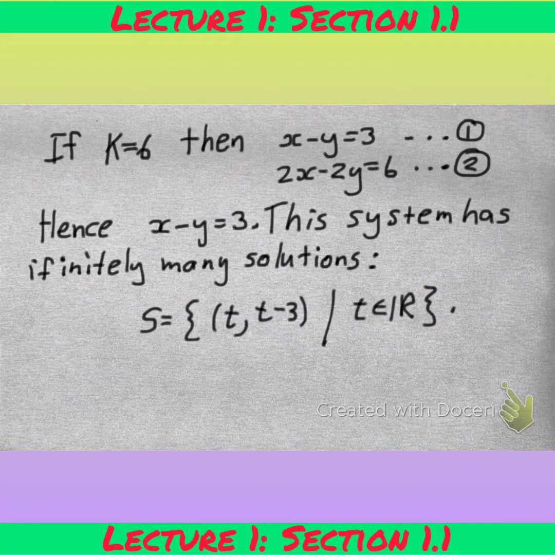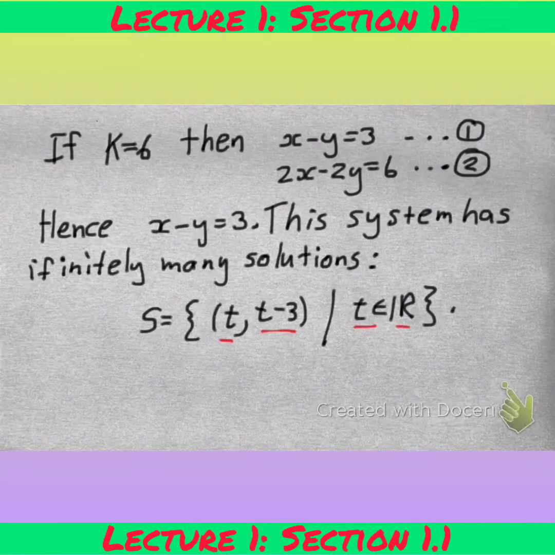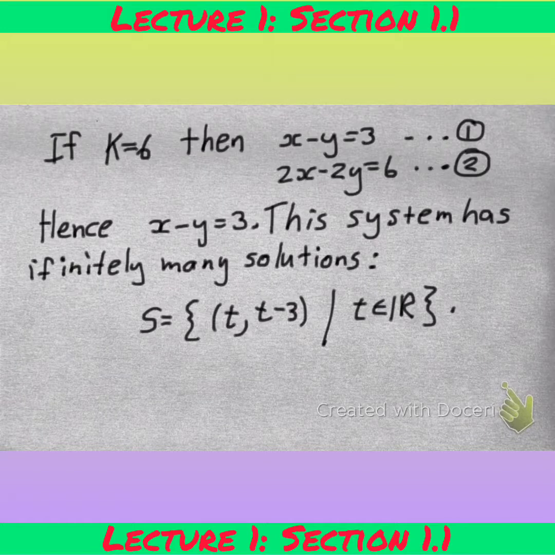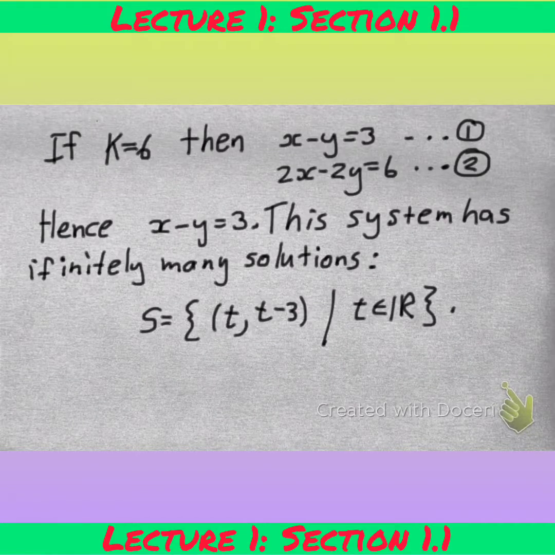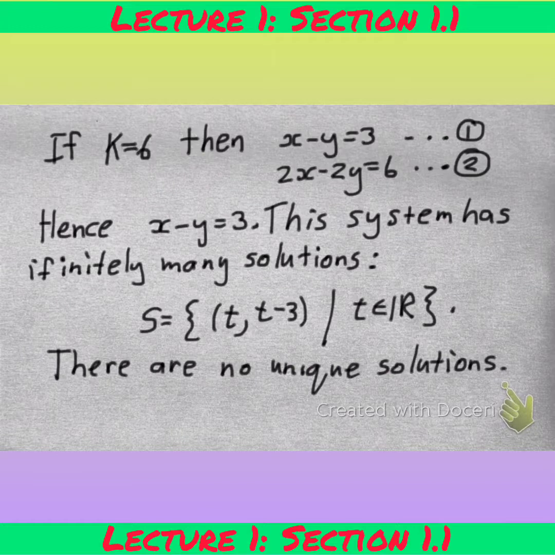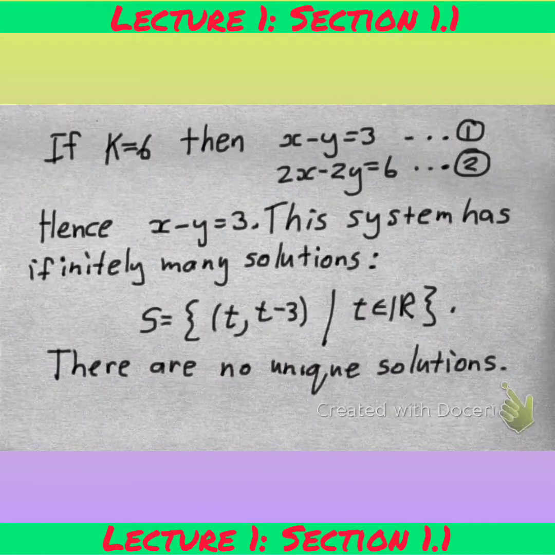the set S. Okay, so the set S is the set of all points where the x component is a parameter t, and the y component is t minus 3. And t is just a real number. And it is clear that we can make t any real number, and that this point here will always satisfy that linear system. So we've got infinitely many solutions in that case. So obviously for that particular case there are no unique solutions.